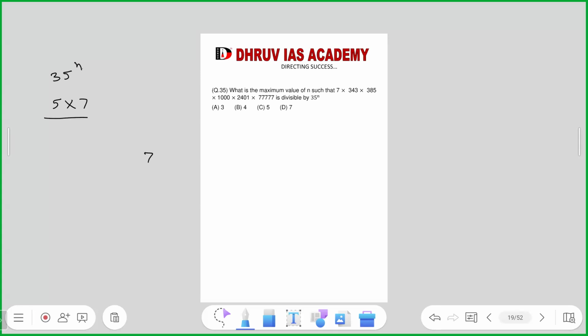Okay, 7, that means 7 to the power 1. Then this 343, it is 7 cube. Okay, 385. So I will just find out the factors here. See, 385 is 5 into 7 into 11. See, 1000 is 125 into 8, or 5 cube into 2 cube.